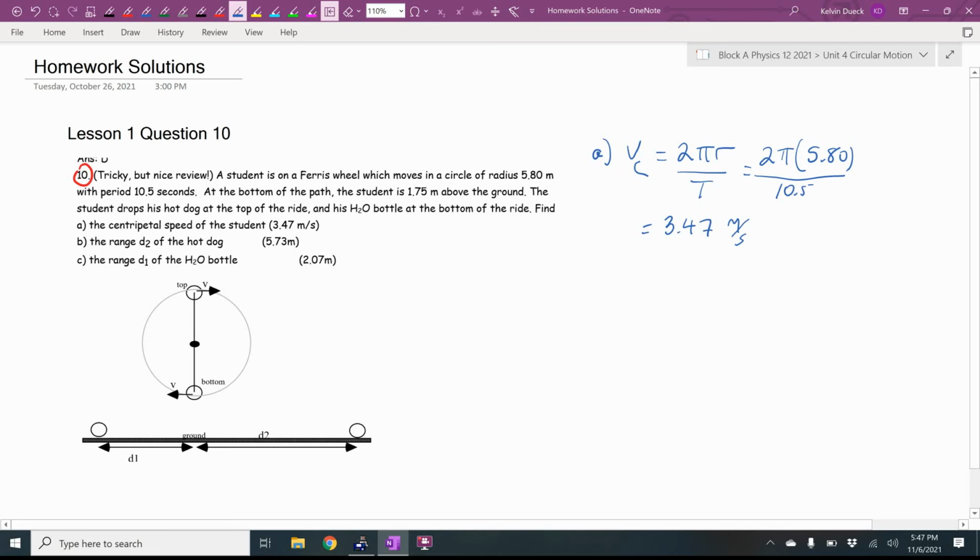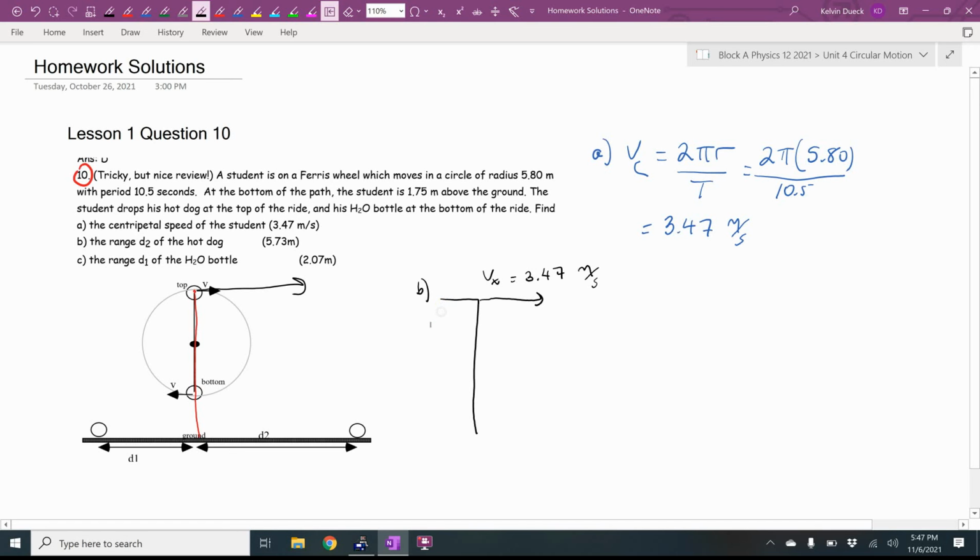B says find the range D2 of the hot dog. So the hot dog was dropped at the top right here. I can think of this as being launched horizontally from a cliff. What's the horizontal velocity? What's the Vx? 3.47 meters per second, because that's tangent to the radius. That's how fast I must have been traveling right there.